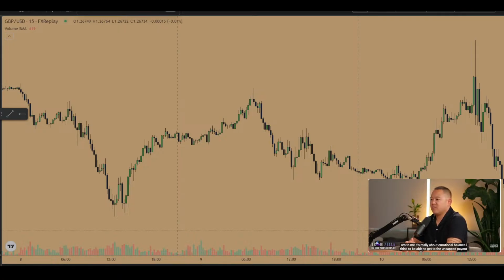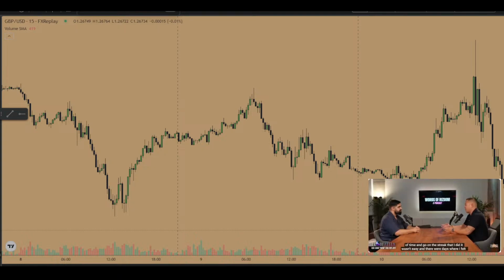To me, it's really about emotional balance. I think to be able to get to the uncapped payout window, it takes a long time. You have to trade for, I believe, 48 days. For me, it was 56 because one of the payout windows got denied. That was totally my fault. But to trade for that period of time and go on the streak that I did, it wasn't easy.